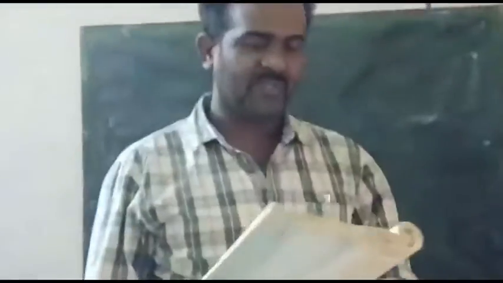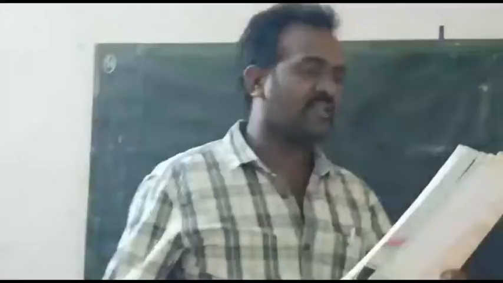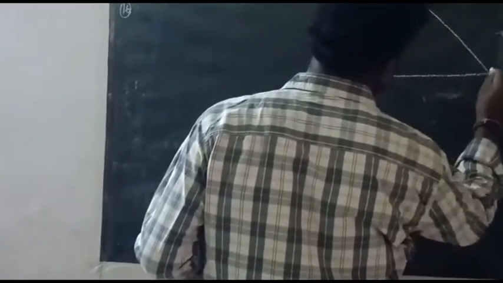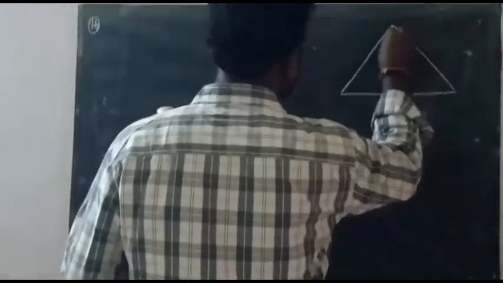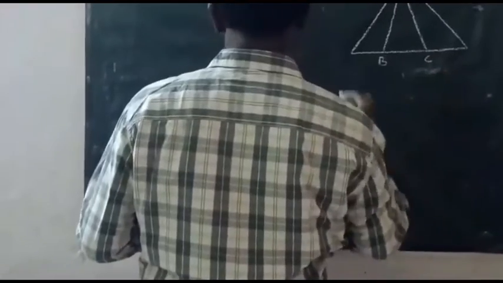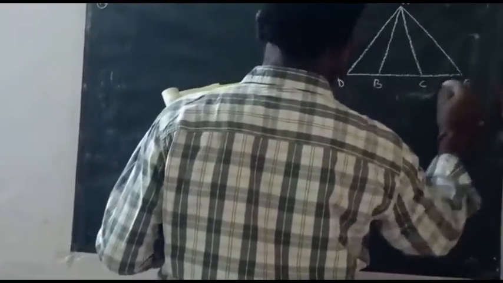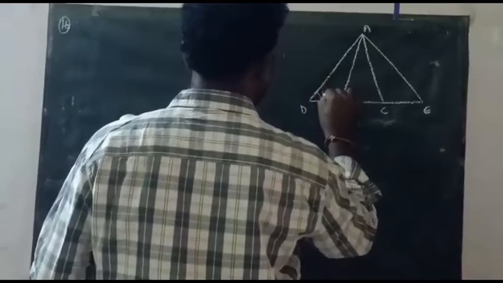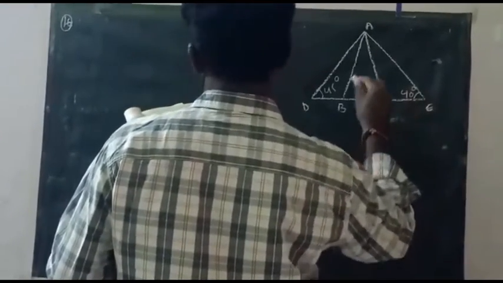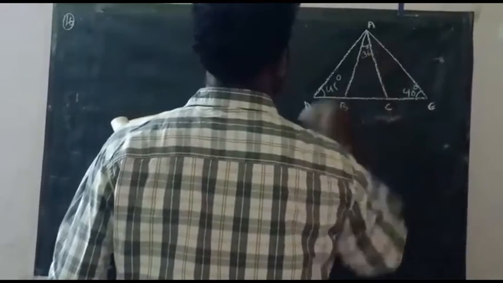Okay, so next problem, the 16th one. In the given figure, I will draw the figure first of all. This is A, B, C. This is D, this is E. Here this angle is equal to 45 degrees. This angle is equal to 40 degrees. This angle is equal to 36 degrees.